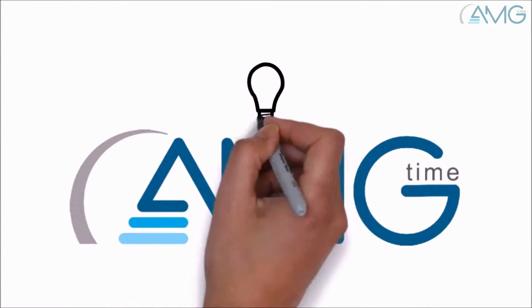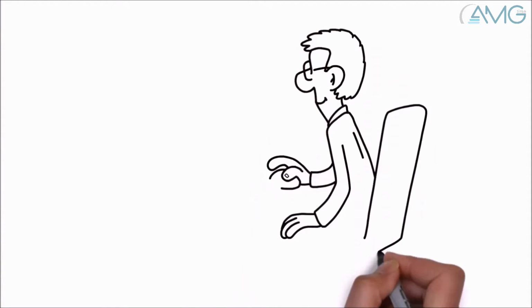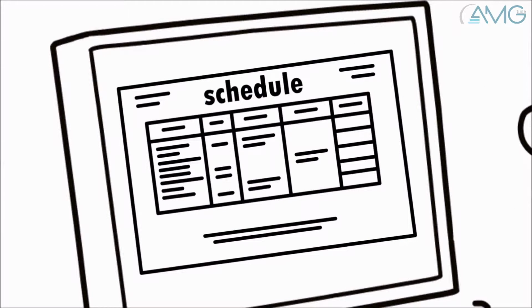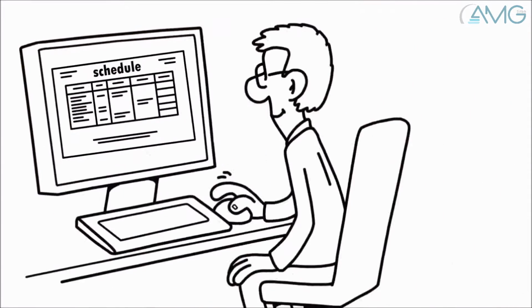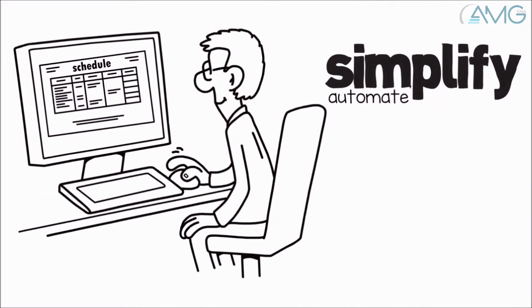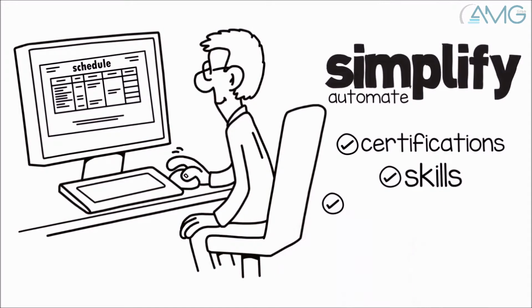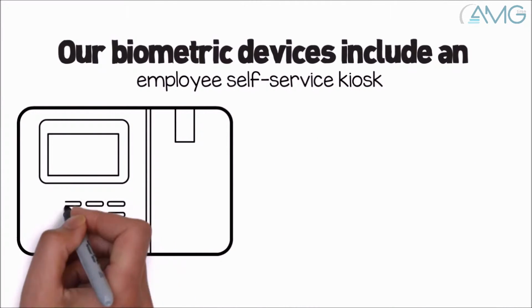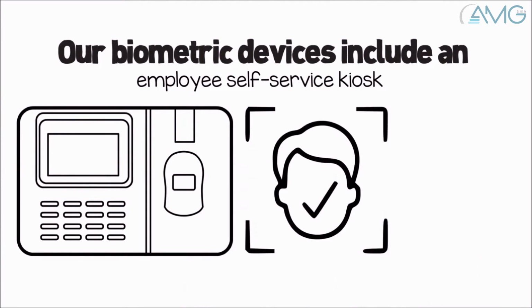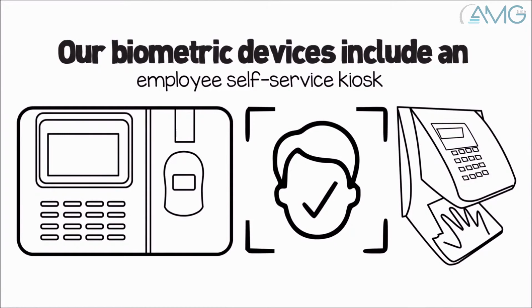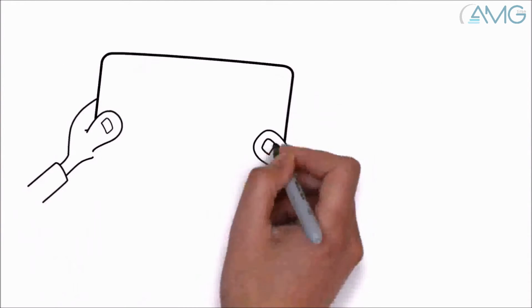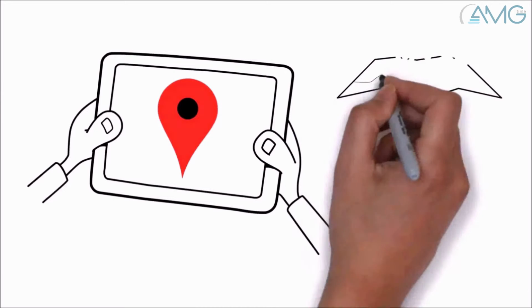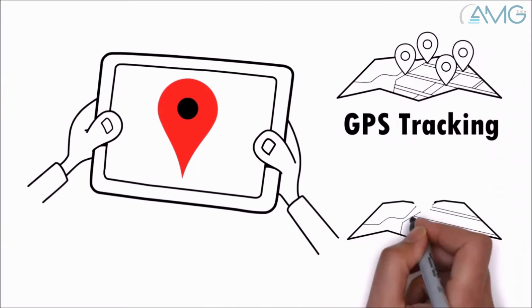AMG has some other commonly requested solutions outside the Skilled Nursing Facility module. With AMGtime's workforce scheduling solution, you can simplify and automate advanced scheduling needs with criteria such as certifications, skills, and availability preferences. Our biometric devices include an employee self-service kiosk and hardware, such as fingerprint readers, facial recognition, and hand punches. Lastly, employees can transact using mobile apps with added features such as GPS tracking, geofencing, and more.